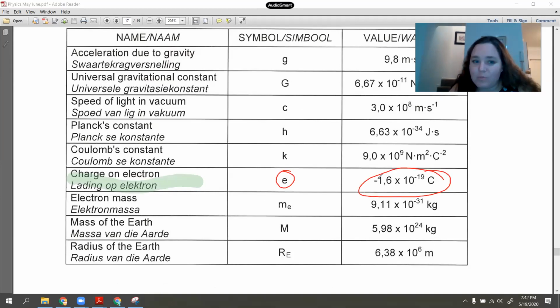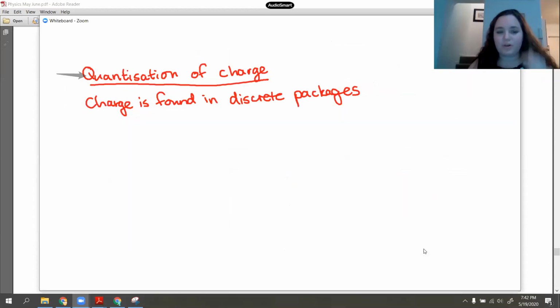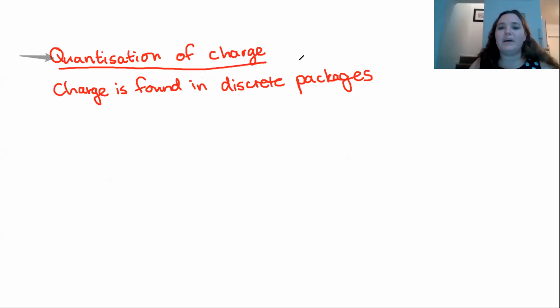Please, just something that is important, it's given with a negative, but when you plug it into an equation, you are allowed to make it a positive and then just look at the fact of whether you're gaining or losing electrons to decide whether the whole thing is positive or negative. All right. Okay, so jumping back to my board. There we go. So charge is found in discrete packages, and we're going to work from here. So our equation was N is equal to Q over E.